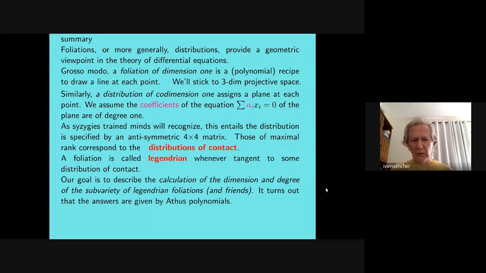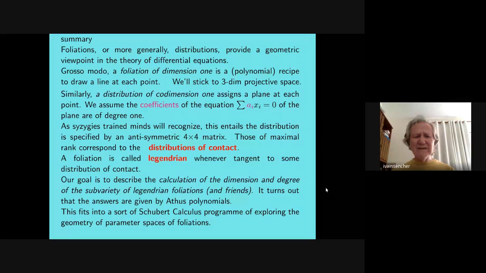So our goal here is to describe the calculation of the dimension and degree of the subvariety of Legendrian foliations and friends. In fact, I'll be talking essentially about one additional friend in this situation. And it turns out that the answer for the degree in the cases we treat here is given by a polynomial which is to be called an Atus polynomial, more ahead. So, sort of mimicking Schubert calculus, instead of being applied to planes and lines, etc., it will be applied to foliations and distributions.